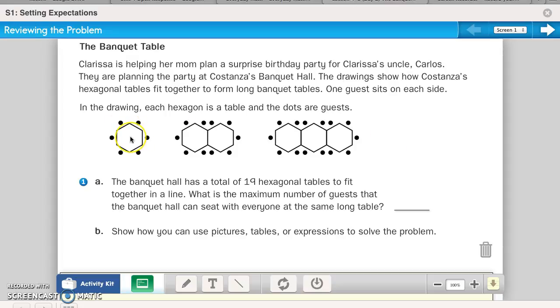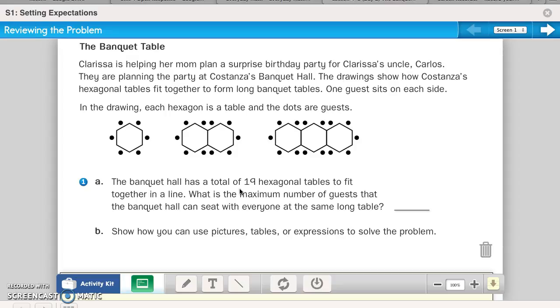This is a configuration for one table, this is a configuration for two tables put together, and this is a configuration for three tables put together. You should start to see a pattern between the number of guests and the tables lined up for those individuals to sit at. Part 1A said the banquet hall has a total of 19 hexagonal tables to fit together in a line. What is the maximum number of guests that the banquet hall can seat with everyone at the same long table?